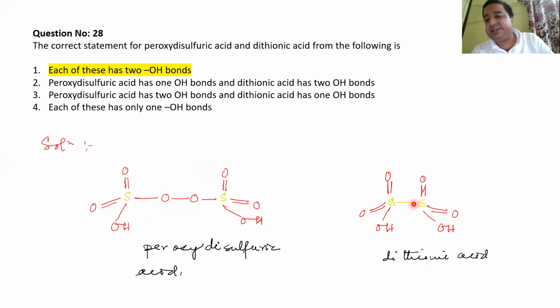For dithionic acid, there has to be an S-S bond. That is how you remember this thing. And we can see there are again 2 OH bonds. Obviously, our option 1 is correct over here.